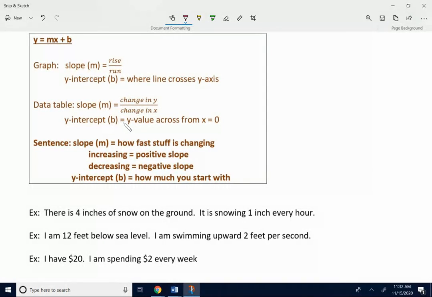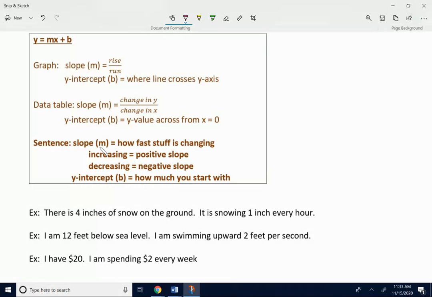Okay, so now sentences. Slope, for the most part, just means how fast your stuff is changing. If it's increasing, it's going to be a positive slope. If it's decreasing, it's going to be a negative slope. The y-intercept, b, is just how much stuff you start with, the amount that you start with. So let's just look at a few of these examples.